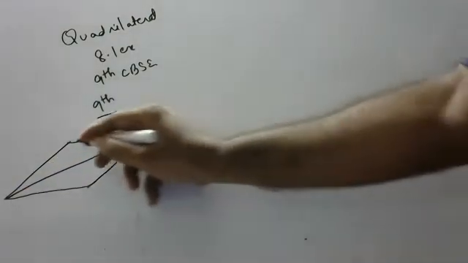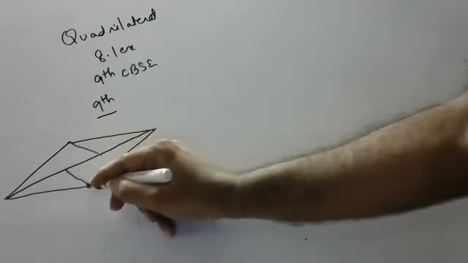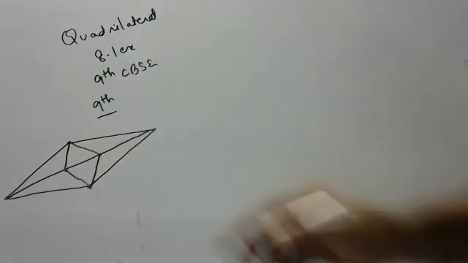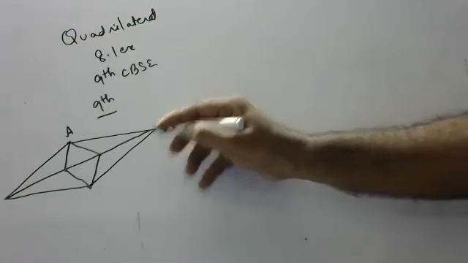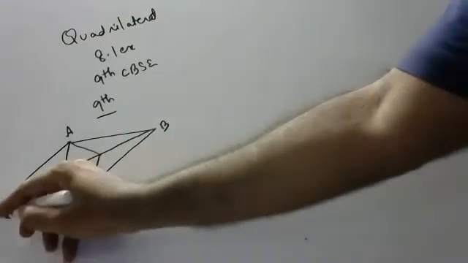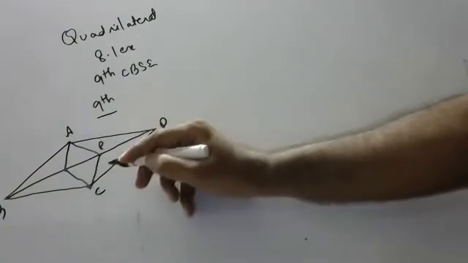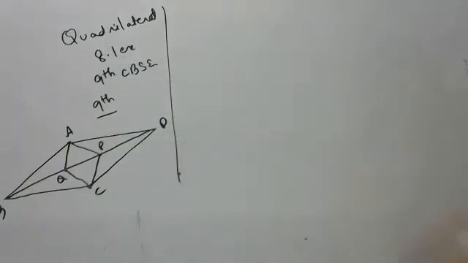This is given like this. Let's go for the labeling, children. Very interesting sum. A, B, C. This is B, and this is D, and this is P, and this is Q. Okay, so this is the diagram given.